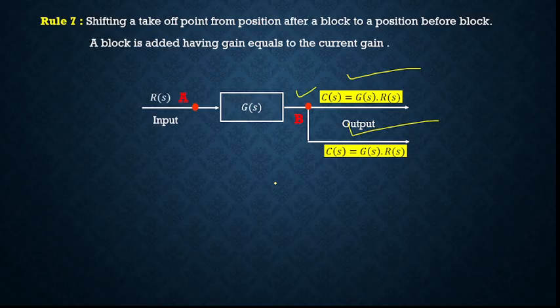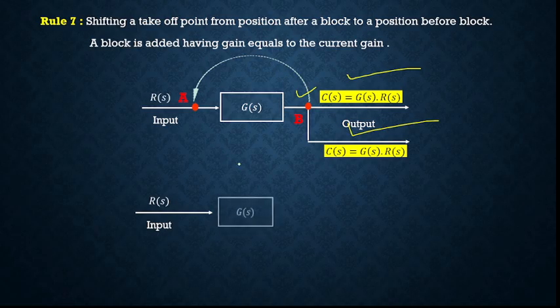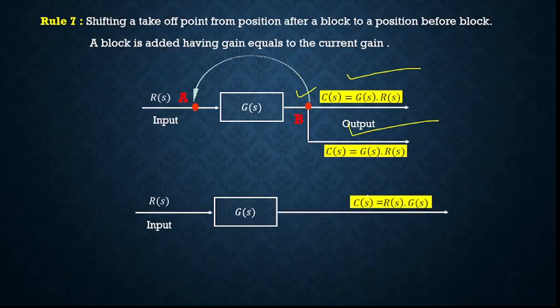We want that this takeoff point should be shifted before the block at A. This is indicated by the arrow. So let us draw the takeoff point before the block. What parameters need to be changed? So this is the G(s) as it is. We are going to get the output as C(s) equal to input into the system function, R(s) into G(s). This is at point B. We want to shift it to point A before the block.